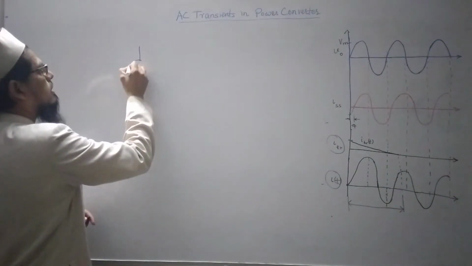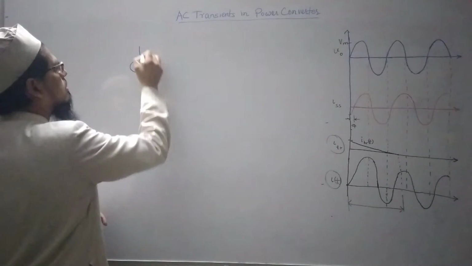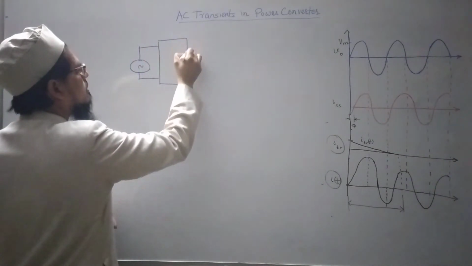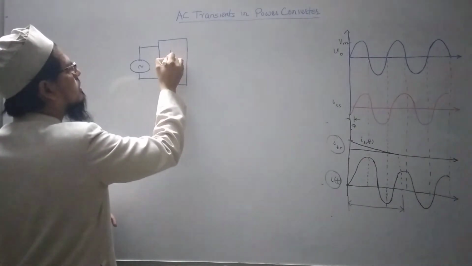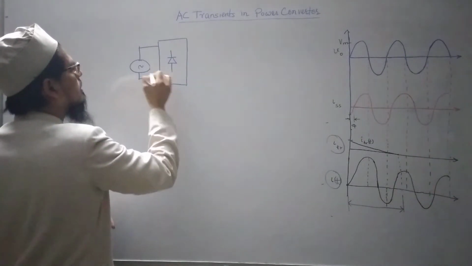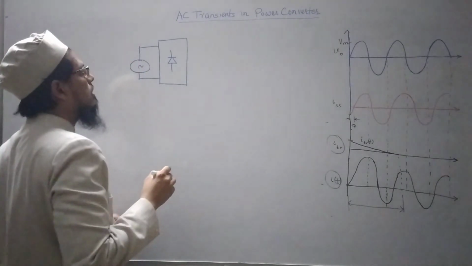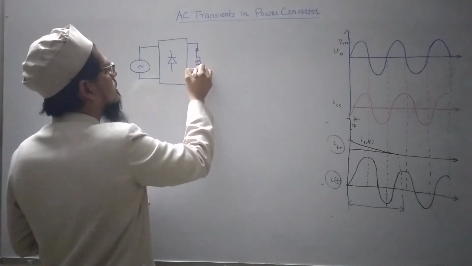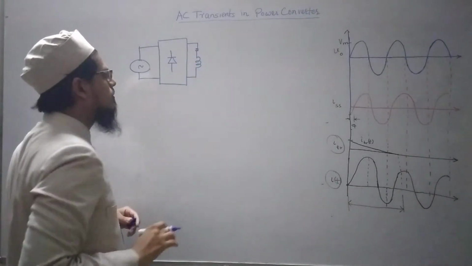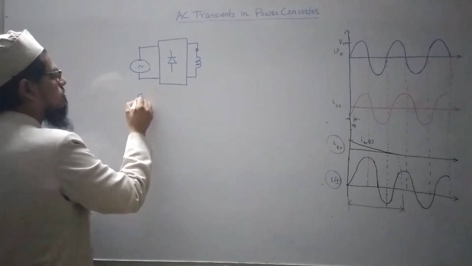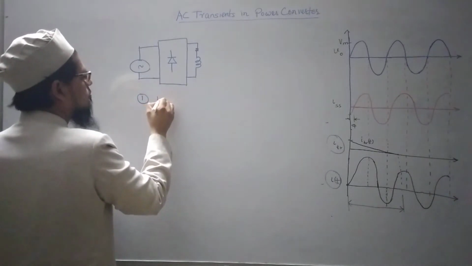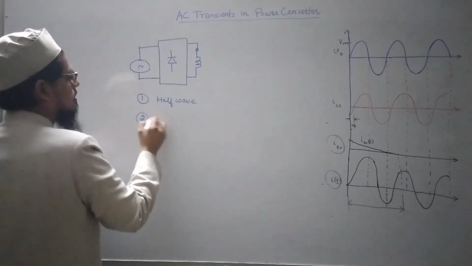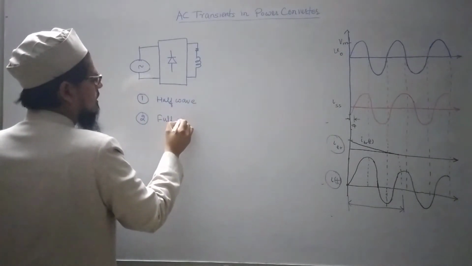So let me start with a very simple circuit. We have this bridge rectifier, and say this is a single phase uncontrolled bridge rectifier, and it is feeding an RL load. So there are two cases. Case 1, when this rectifier is a half wave rectifier, and the second case is when this is a full wave rectifier.